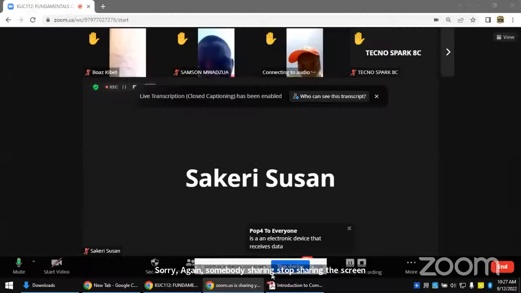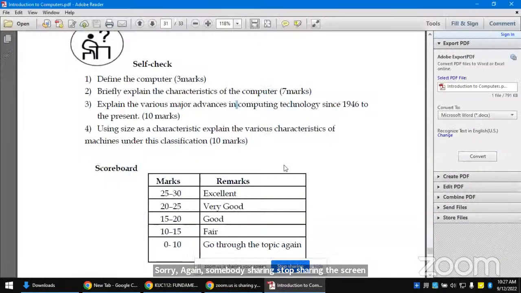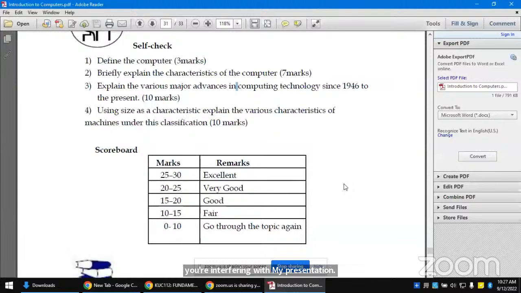Sorry, again, somebody is sharing. Stop sharing the screen. You are interfering with my presentation. When I say don't share the screen, kindly don't share. And I think I'll get MACD to relaunch you so that you don't stop sharing screen every time. I think Mr. McNoddle will do that so that next time you will be better.